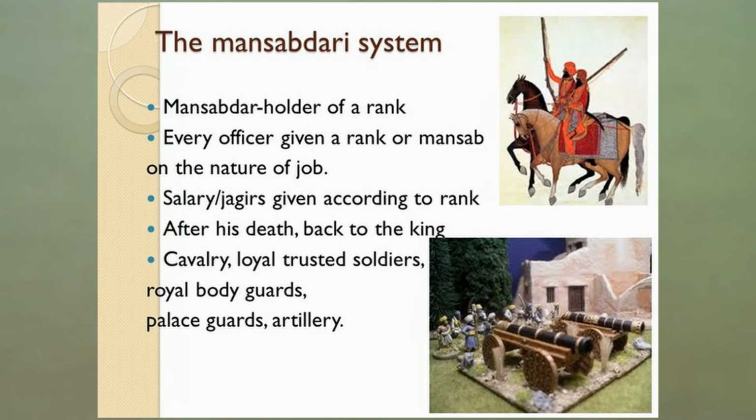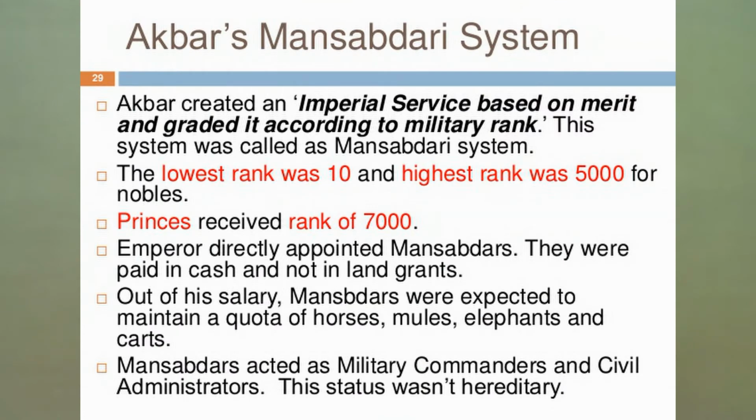Mansabdari system. The Mughal administration was a military administration for its successful functioning. Akbar introduced a new type of system known as the Mansabdari system. Each officer or noble was given a mansab or rank and was called a mansabdar. The smallest mansabdar was in charge of 10 horses. The highest mansab was of 5,000.